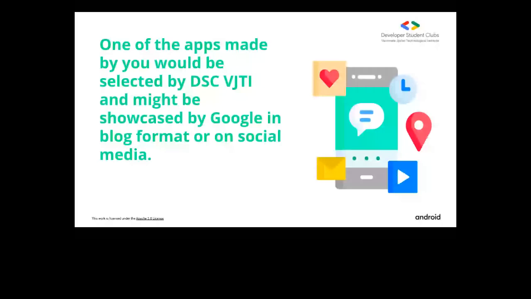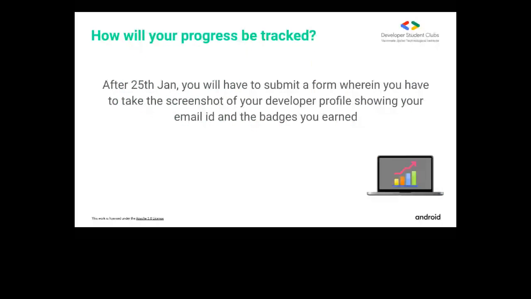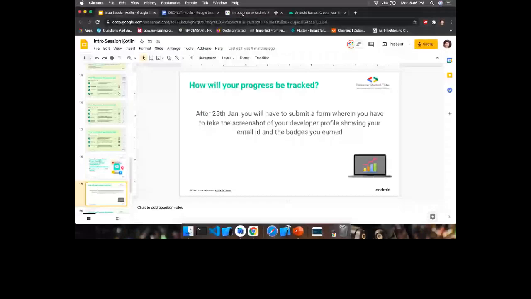Okay, how will your progress be tracked? As in, how will we get to know that you actually completed all the tracks? After 25th Jan, we will release a form. Inside that form, you have to upload your Google developer profile's screenshot. In that screenshot, your email ID and your profile picture should be visible, and all the badges.